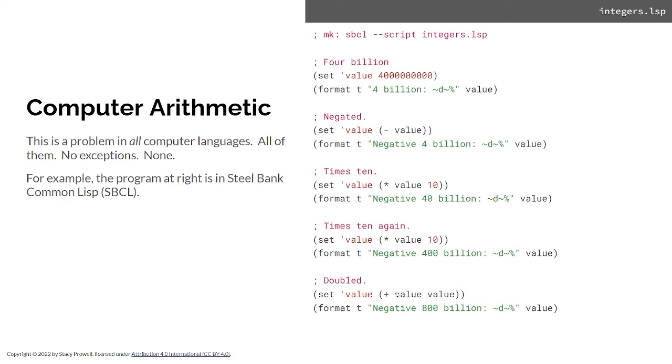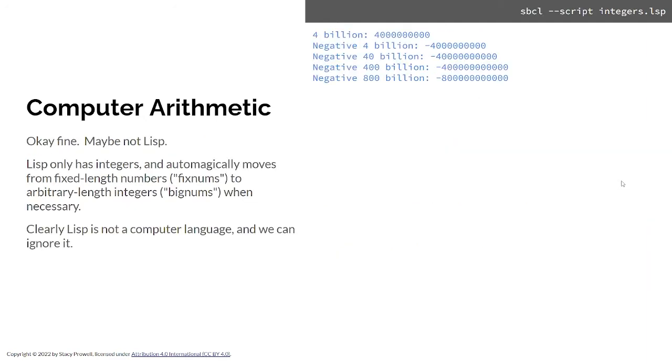For this, I used SBCL, which is the Steel Bank Common Lisp. This is the Lisp I happen to have installed on my computer. And when I run it, I get the right answer. What the heck? 4 billion, minus 4 billion, minus 40 billion, minus 400 billion, 800. What? Okay, fine. Maybe Lisp doesn't have this problem.